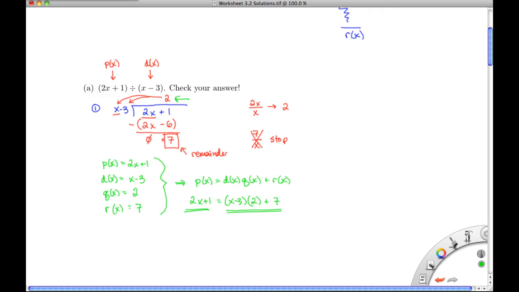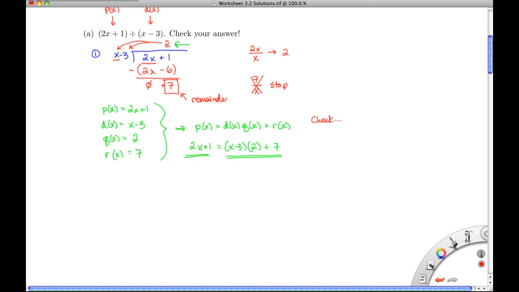And the nice thing is that we can actually check this. So let's go ahead and do that off to the side here. So let's check. To check, all we have to do is take this new expression, multiply it out, and see if we get what we started with. So we take x minus 3 times 2 plus 7, and if we distribute, we end up with 2x minus 6 plus 7, which is equal to 2x plus 1, which is equal to our original p of x.